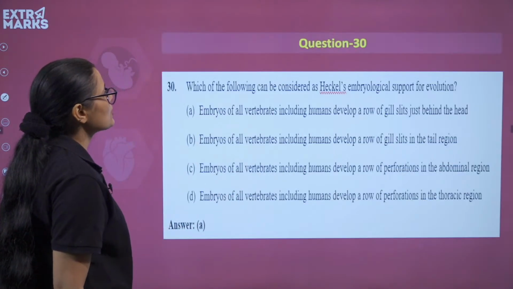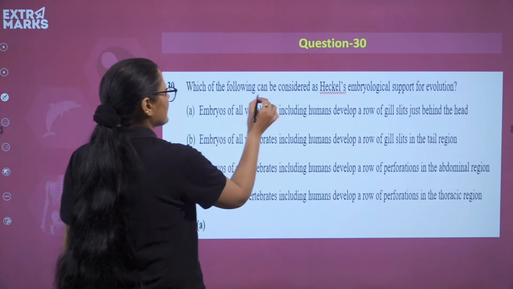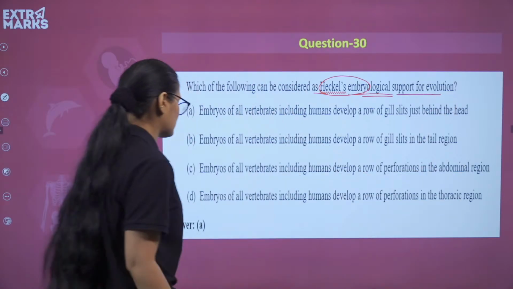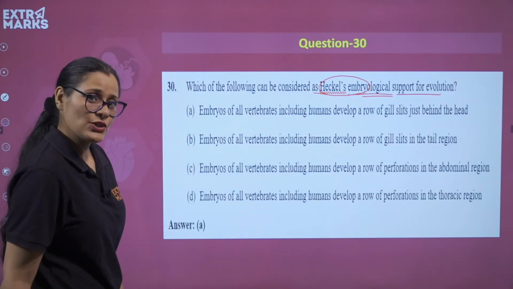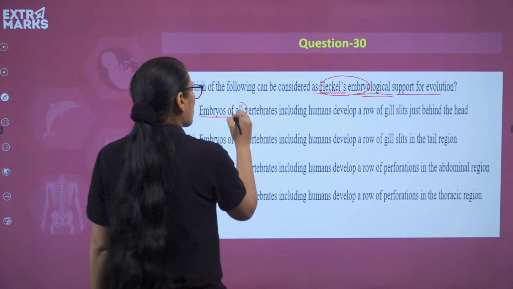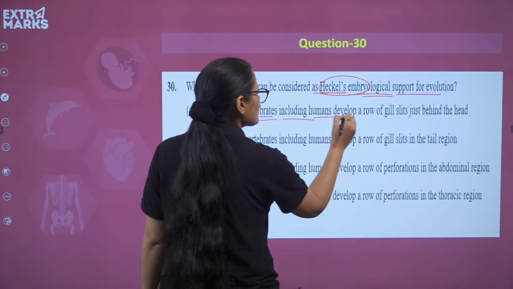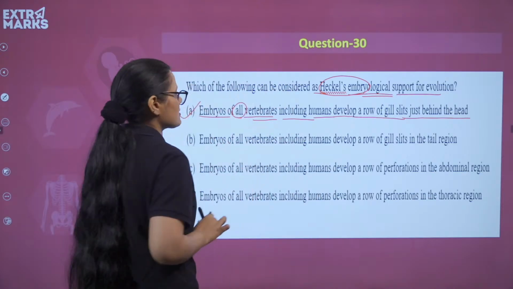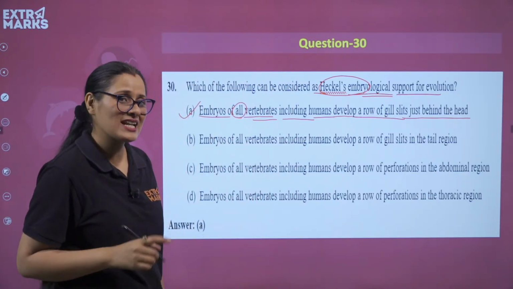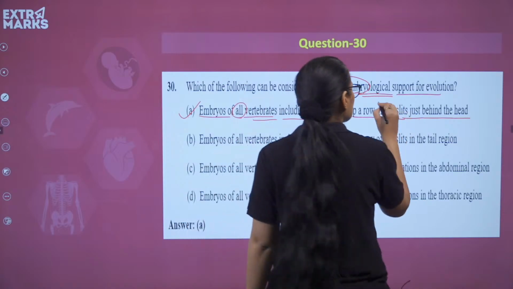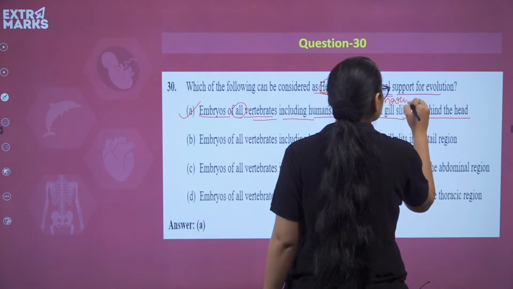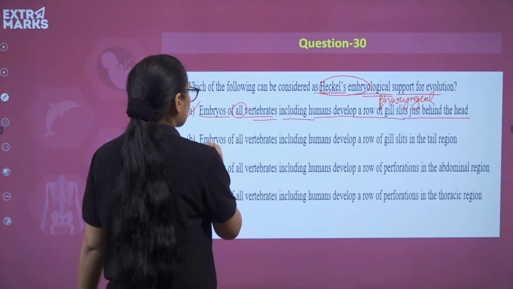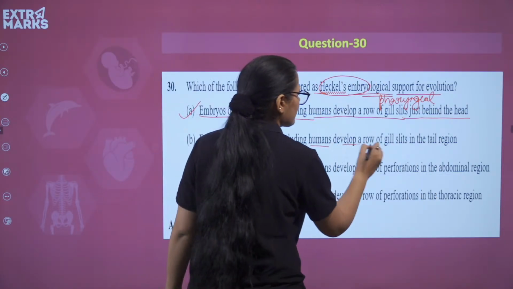The next question is question 30, which says which of the following can be considered as Haeckel's embryological support for evolution. According to him, the embryos of all vertebrates including humans develop a row of gill slits just behind the head, and this is correct because these are pharyngeal gill slits that are found just behind the head.